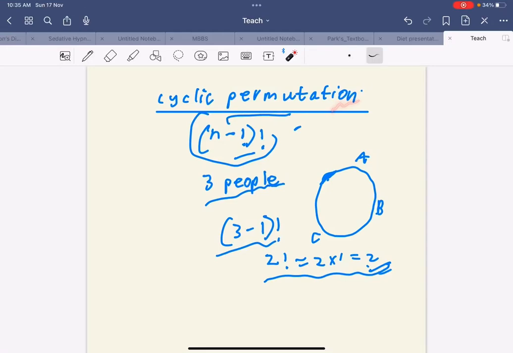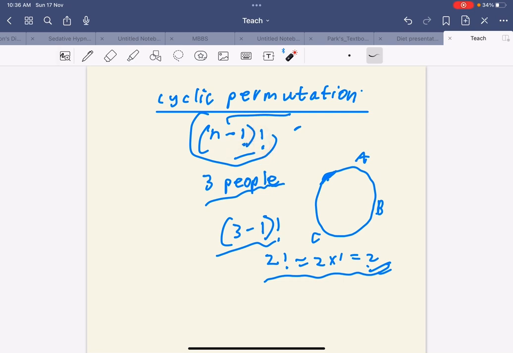Let's start learning about cyclic permutation. Before we start, let us first see what cyclic permutation is. It is a special type of permutation where arrangements that can be obtained by rotation are considered the same. So for n distinct objects, the number of cyclic permutations is equal to (n minus 1) factorial.